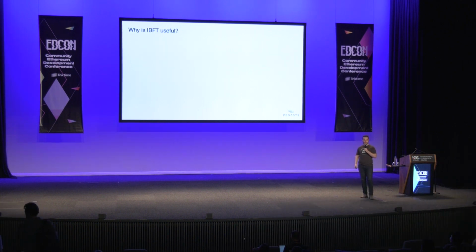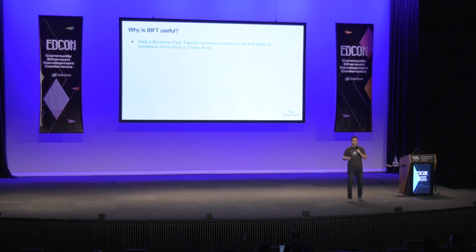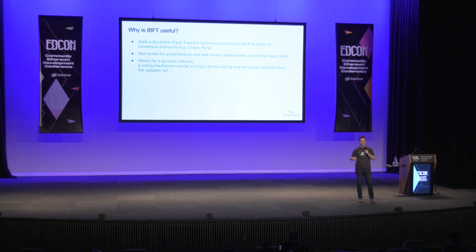So why is IBFT useful? We saw the talk before that was speaking about Clique and Aura, and this type of proof of authority consensus protocol doesn't provide Byzantine fault tolerance. So IBFT enriches this family with a consensus protocol that has this Byzantine fault tolerance property. It is well suited for small and medium-sized networks where not all of the nodes necessarily trust each other. You can think of applying this to side chains or private side chains that are then pegged to the main chain. And finally, it allows for a dynamic network. As I said before, the set of validators can change over time. So as the network grows, the more nodes you add, and the more organizations enter the network, the more validators you can add.